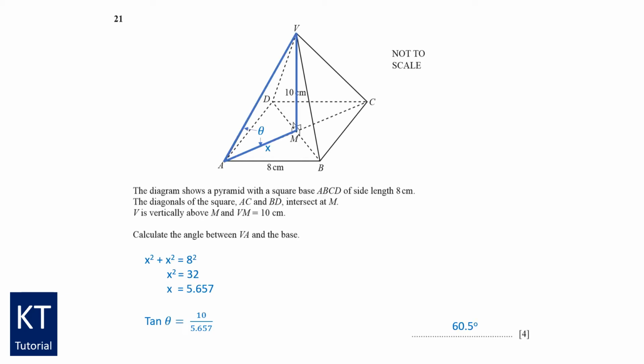What we want is theta on the superimposed blue triangle. First, we identify x using the Pythagoras formula. Knowing that tangent theta equals the opposite over the adjacent, we should be able to arrive at theta being 60.5 degrees.